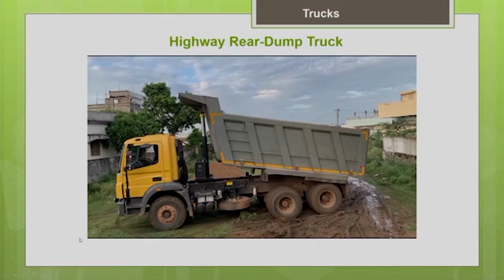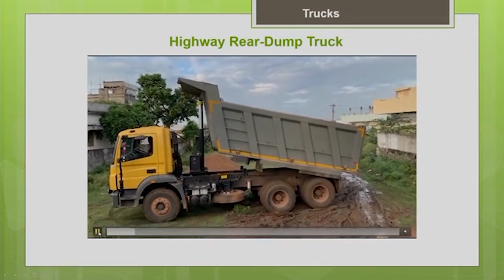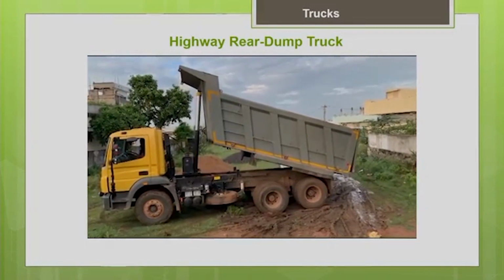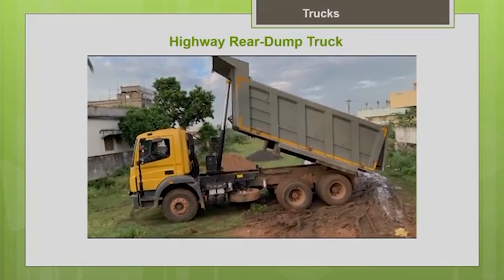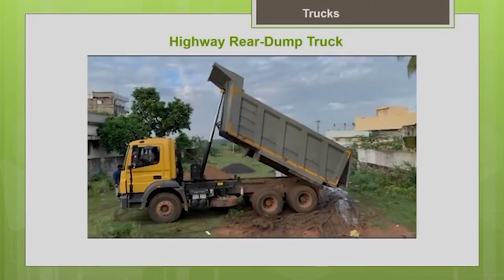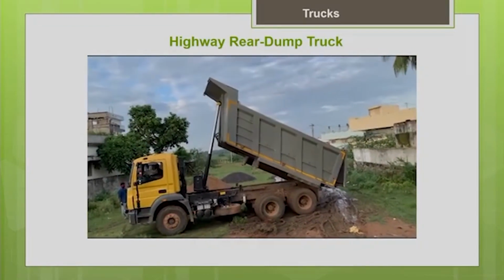Yeah, this video shows you how the rear dump truck unloads the material. You can see that with the help of this hydraulic jack system, the dump body is lifted. So, this is lifting it. You can see that. It's lifting the dump body and the material can be unloaded through the tailgate.